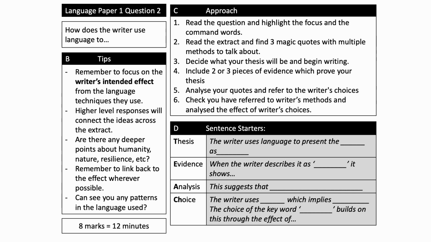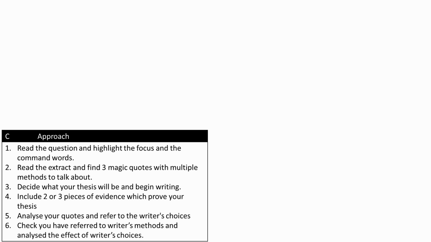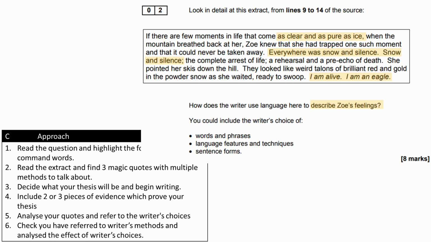So we're going to move on to our approach. So our approach box asks us to do a certain number of things, and I'm going to demonstrate some of that to you now. So our approach box says we need to read the question and highlight the focus and the command words. We also need to read the extract and find 3 magic quotes with multiple methods to talk about. So this is what it would look like in the exam.